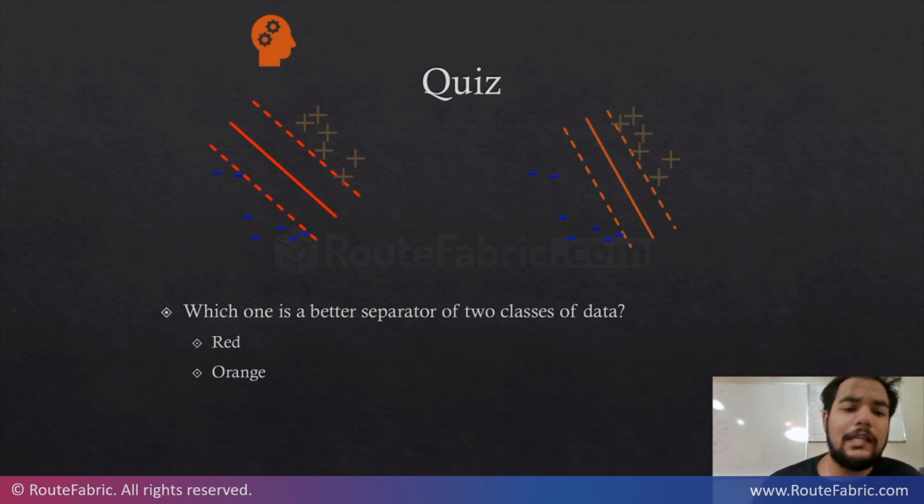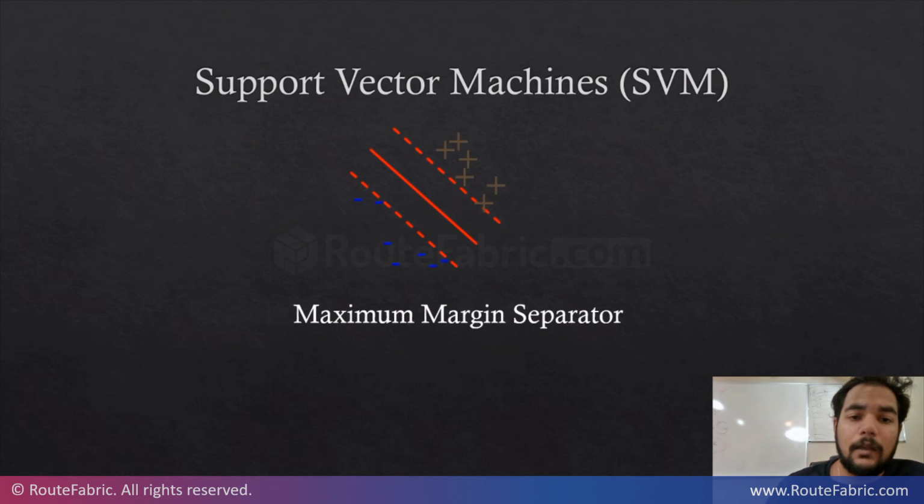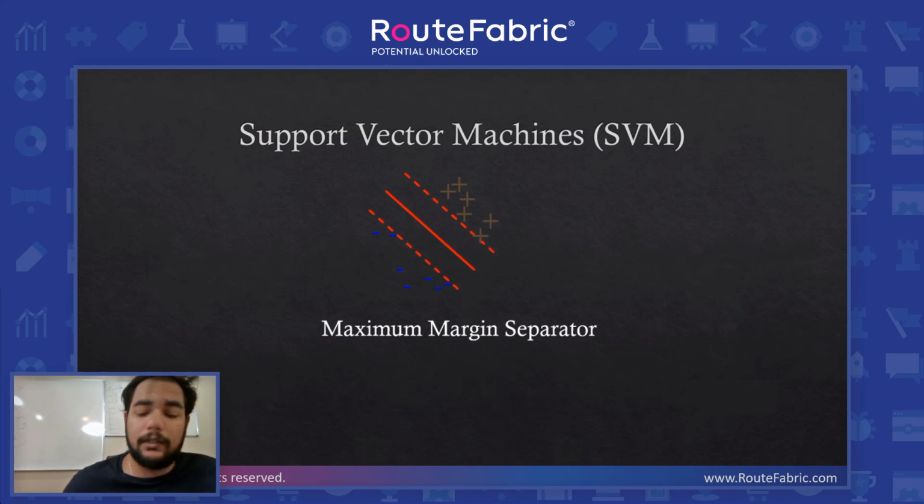Now let us see what a SVM is. First, let's see which one is the best separator out of two classes of data. We can see that the red one is far better than the orange one. Now let us see what a support vector machine is. The goal of a support vector machine is to maximize the margin separator to yield better clustering or classification results. A support vector machine is used in supervised learning.